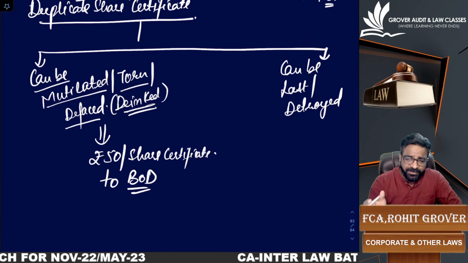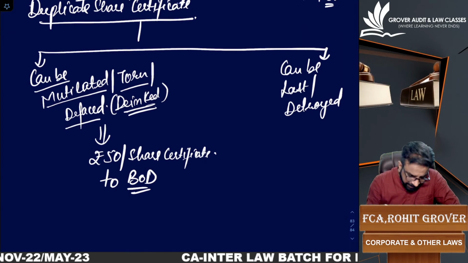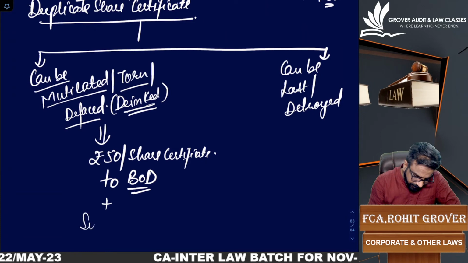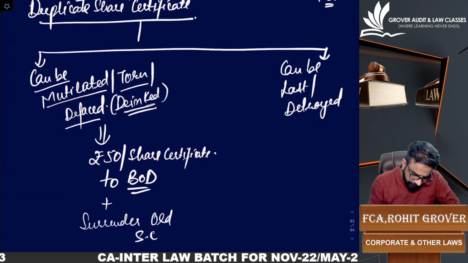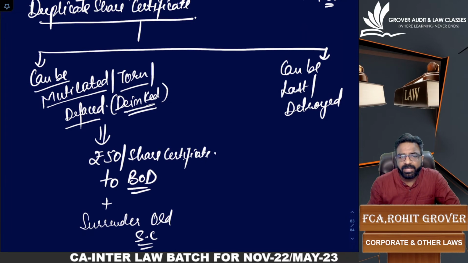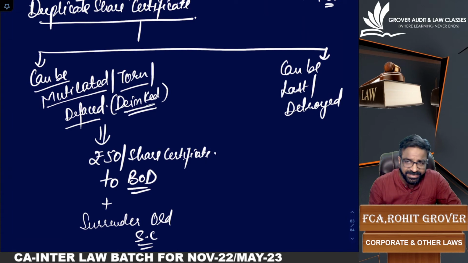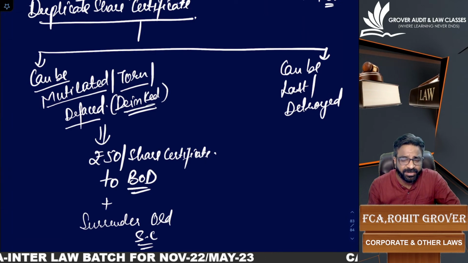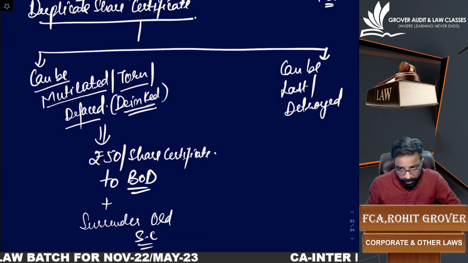Tell me, what is the difference between the left side and the right side? On the left side, you will surrender old share certificates. Am I correct? And you will pay 50 rupees per new share certificate to the board of directors. But on the right side, do you have something to surrender, or is it already lost or destroyed? It is already destroyed.